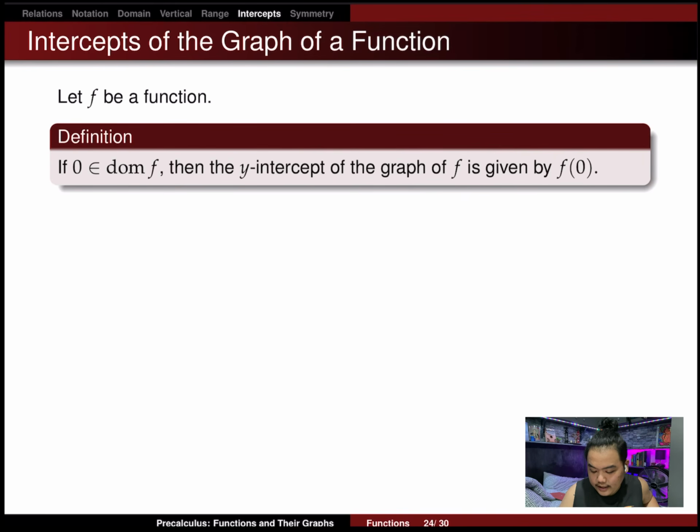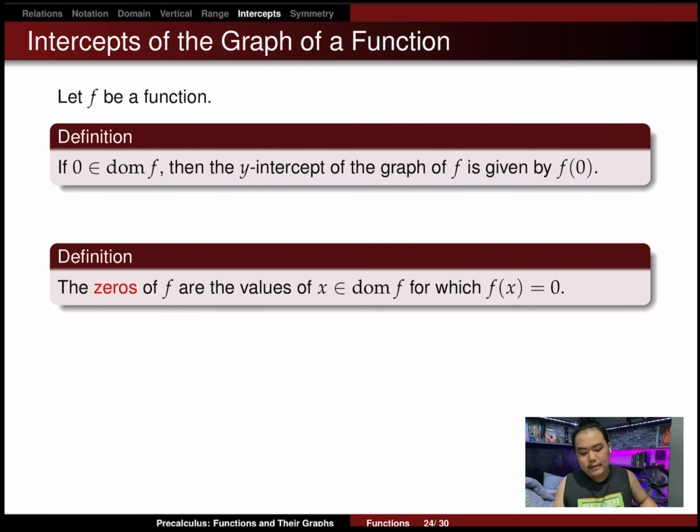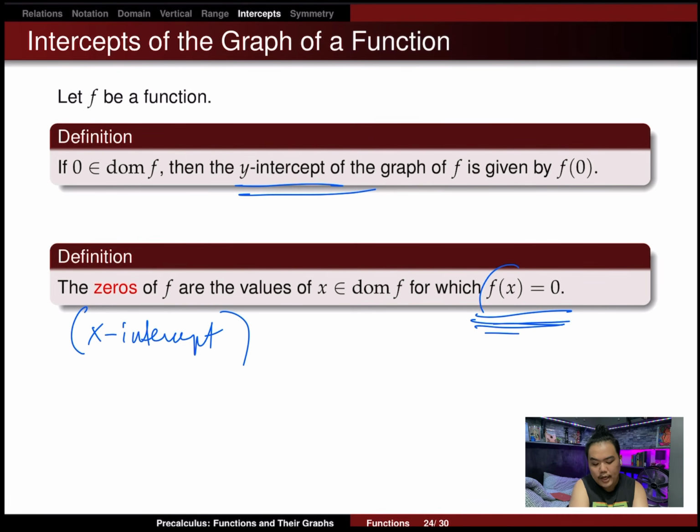Okay, punta naman tayo sa intercepts. Okay, so pag sinabi natin y-intercept, doon tumatama yung graph ng function mo sa y-axis. So, to solve for the y-intercept is set x to 0. And another one, the zeros of f are the values of x for which f of x is 0. Or another name ng zeros ay x-intercept. Ginagawa mong y yung f, ginagawa mong 0 yung f of x. Diba ginagawa nga natin let y equal to f of x. So when f of x is 0, tapos hinanap mo si x, x-intercept lang yan.